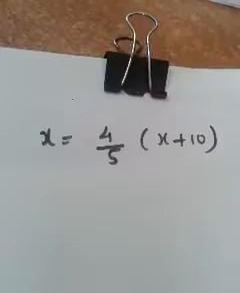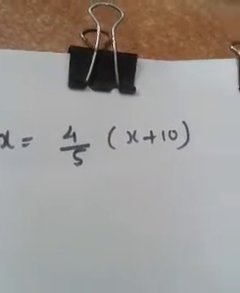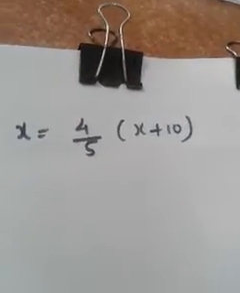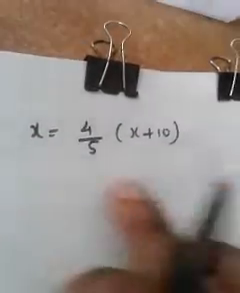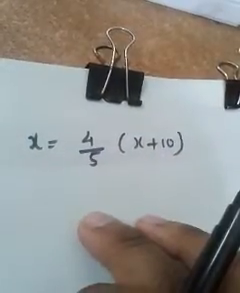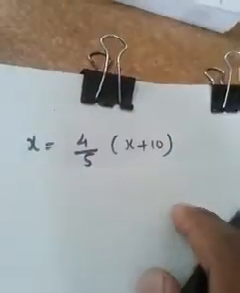Okay, and see, this is your question. Solve x = 4/5 (x + 10). Left side also x is there, right side also x is there, and this question can be solved by using two different methods.